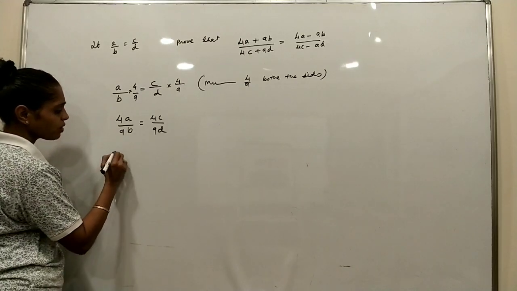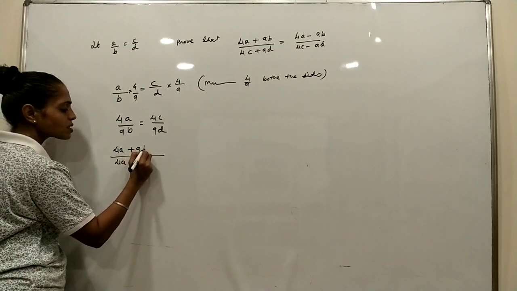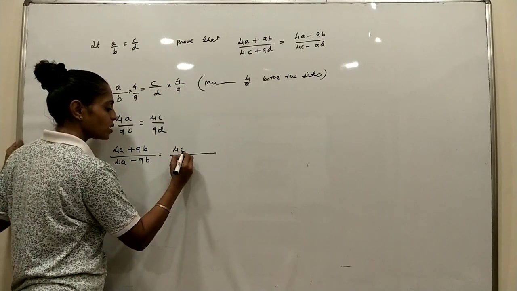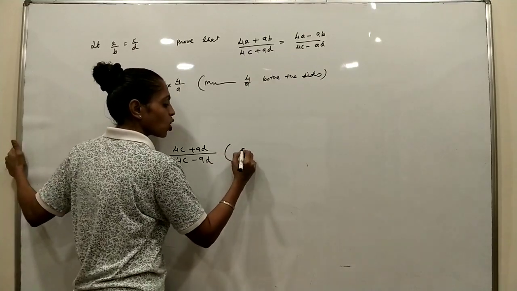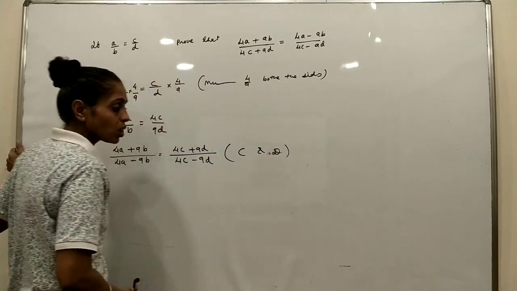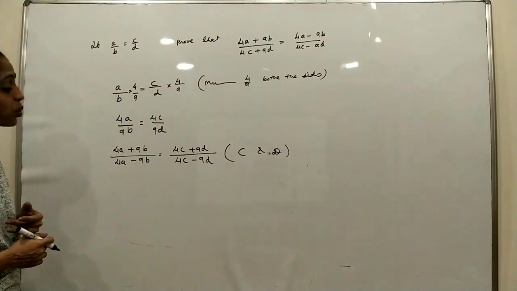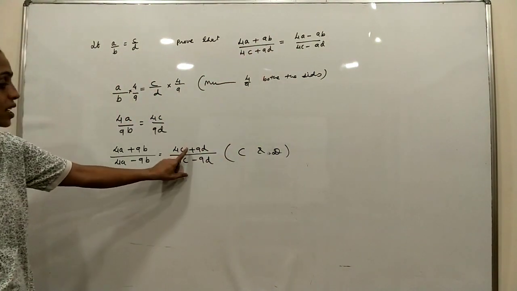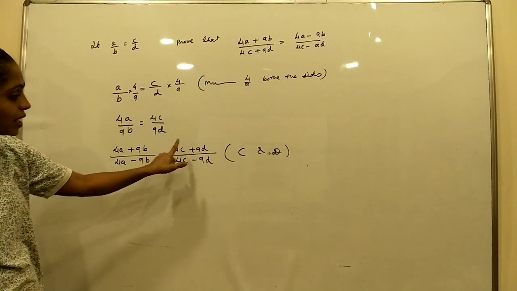Then apply componendo dividendo: numerator plus denominator, minus denominator. Numerator plus denominator, numerator minus denominator, componendo and dividendo. You have to write the whole statement. Componendo means first plus, then minus. Then look at your answer. What you have to prove is 4a plus 9b in each 4c plus 9d, meaning this term you want here and 4a minus 9b here.